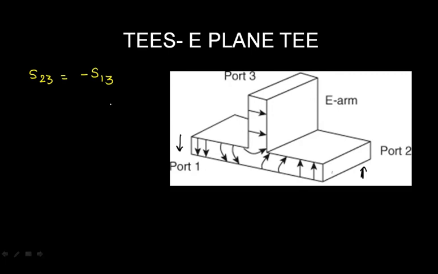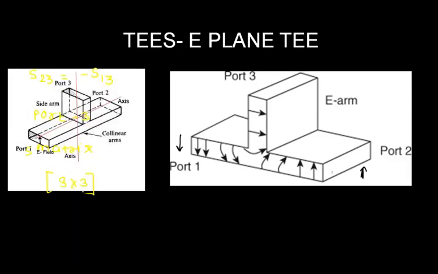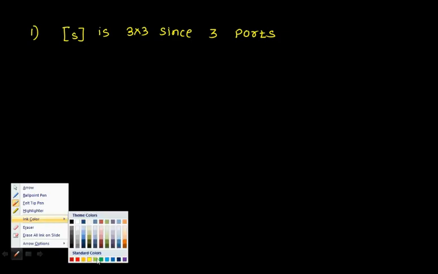Now, just talking about this particular E-plane T, how many ports are you having? You are having 3 ports. So when I talk about the scattering matrix for this, the order will be 3 by 3. So I'll just draw the matrix for this E-plane T. So the first property tells me S is 3 by 3 since there are 3 ports. So I'm just denoting the scattering matrix here.